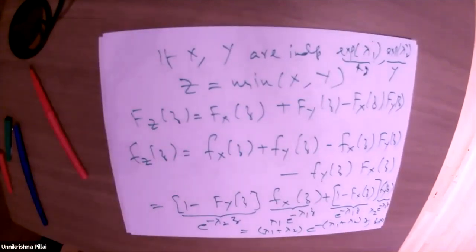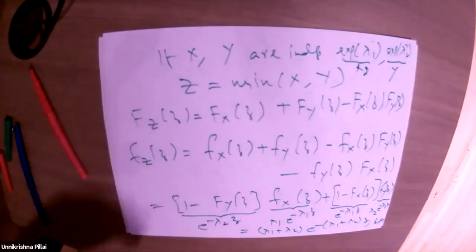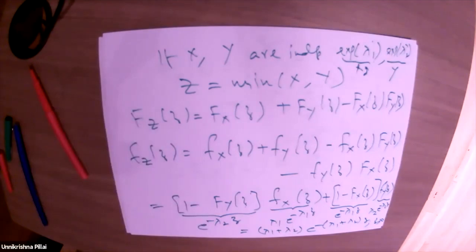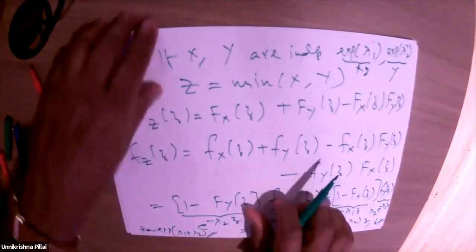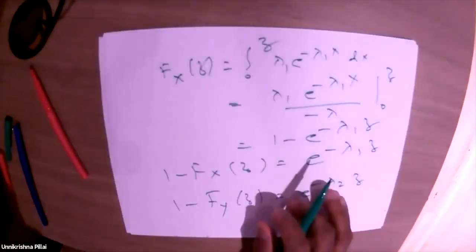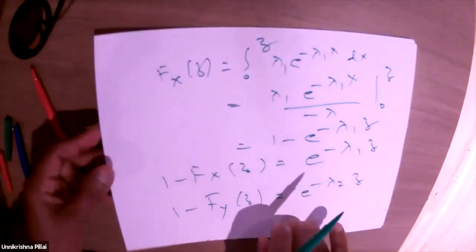Anyone, what is the last density function that we just got? Also exponential. So you have a theorem here. If x and y are independent exponential random variables with parameters lambda 1 and lambda 2, then the minimum of x comma y is also exponential with the parameter being the sum of the parameters, lambda 1 plus lambda 2. So z is exponential with the parameter lambda 1 plus lambda 2. This is the way you solve it. Any questions on minimum and max?